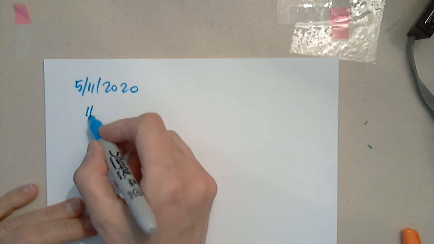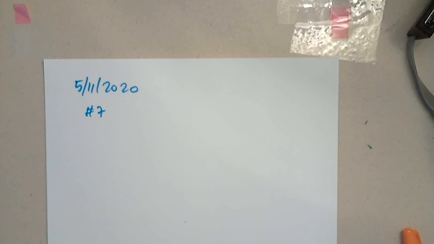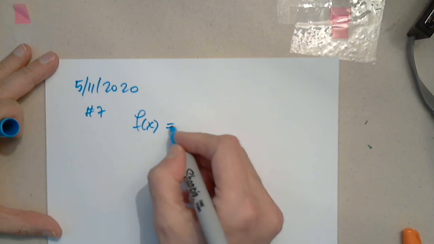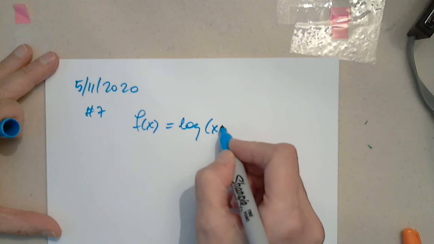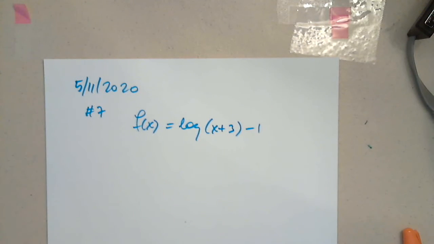Question 7, from the previous test? Yeah, on test number 3. Was that the log? Yeah, begin by graphing f of x equals log of (x plus 3) minus 1, and then use transformations. Yes. Okay, let me just show you.